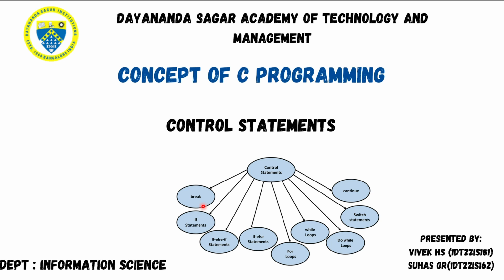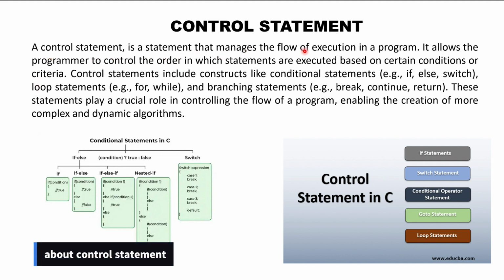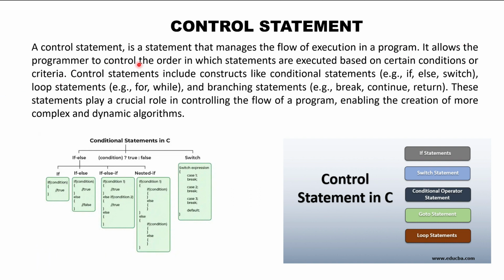Today my friend and I are going to explain the topic of control statements used in C programming. First we will understand what control statements are. A control statement is a statement that manages the flow of execution of a program. It allows the programmer to control the order in which statements are executed based on certain conditions or criteria.